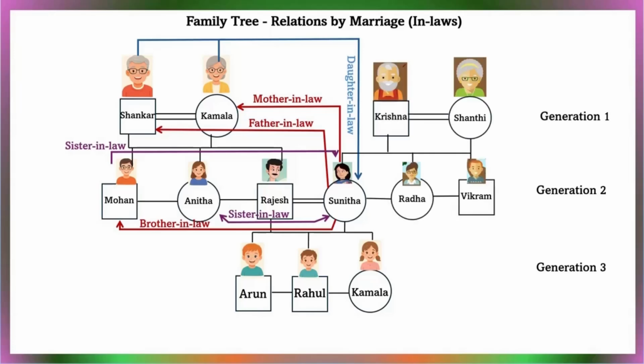Similarly, if we consider Rajesh, Sunita's family becomes his in-laws. Sunita's father becomes Rajesh's father-in-law and her mother becomes mother-in-law. For them, Rajesh is their son-in-law. Sunita's brother and sister are Rajesh's brother-in-law and sister-in-law. Rajesh is the brother-in-law for Sunita's siblings.